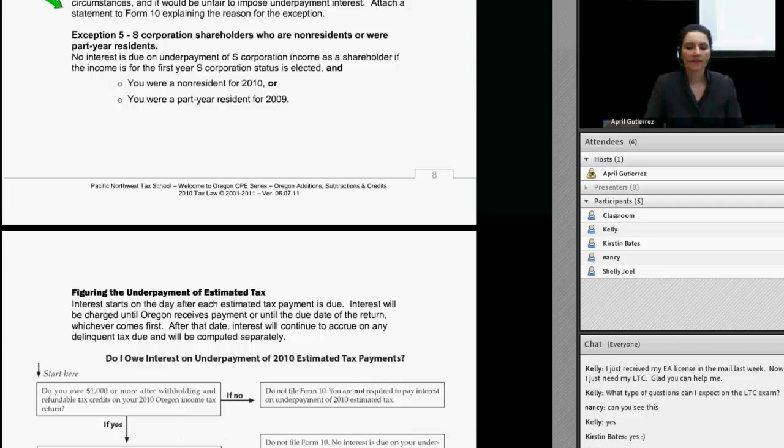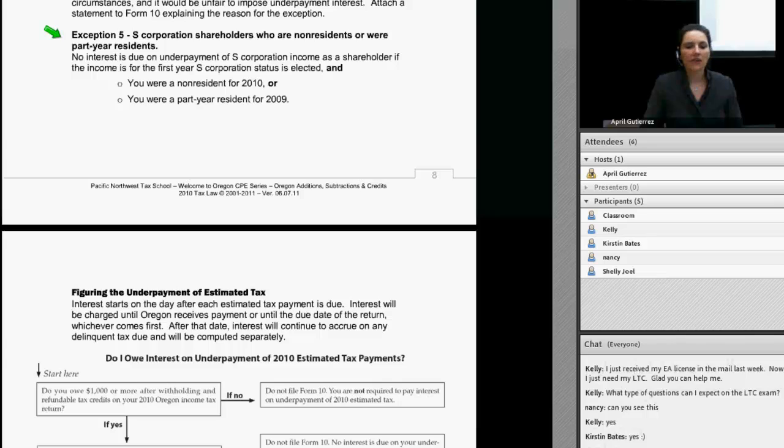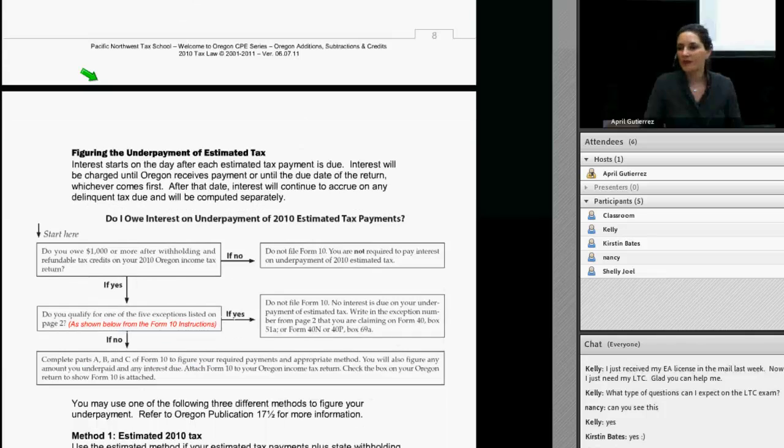And exception number 5, S Corporation shareholders who are non-residents or were part-year residents. It's a very specific thing. No interest is due on underpayment of S Corporation income as a shareholder if the income is for the first year that S Corporation status is elected and you were a non-resident for 2010 or you were a part-year resident for 2009.